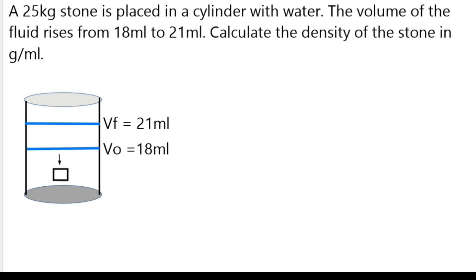A 25 gram stone is placed in a cylinder with water. The volume of the fluid rises from 18 ml to 21 ml. Calculate the density of the stone in grams per ml. So we have a stone that was put in water, and the fluid rose from 18 ml to 21 ml. We're going to calculate the density of the stone. The volume is just the final volume minus the initial volume.